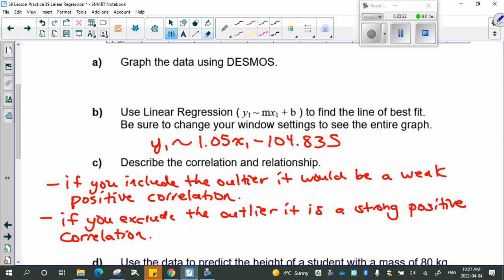Okay, so this one was r squared is approximately 0.45, and this one was r squared is approximately 0.9. Okay, so big difference between including the outlier and not including the outlier.